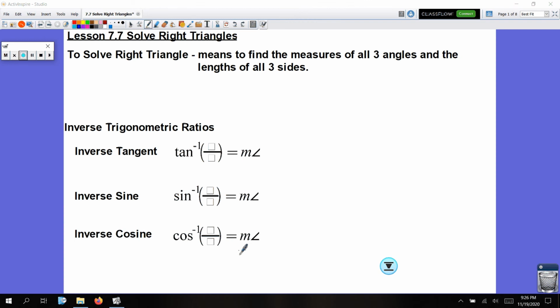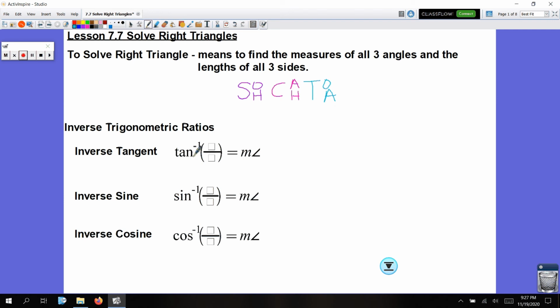So remember our mnemonic, right? That's SOHCAHTOA. We know that sine is opposite over hypotenuse, and cosine is adjacent over hypotenuse, and tangent is opposite over adjacent, okay? SOHCAHTOA. So to find the inside measure of a right triangle, we're going to use an inverse function, okay?